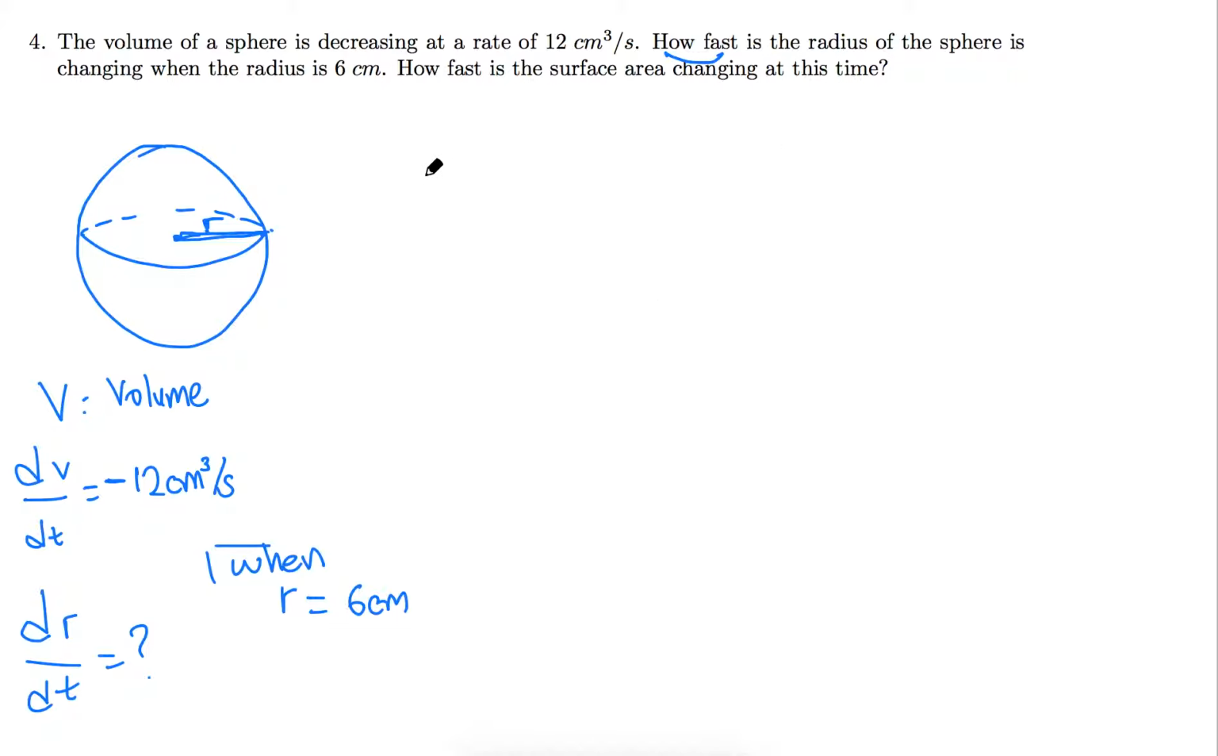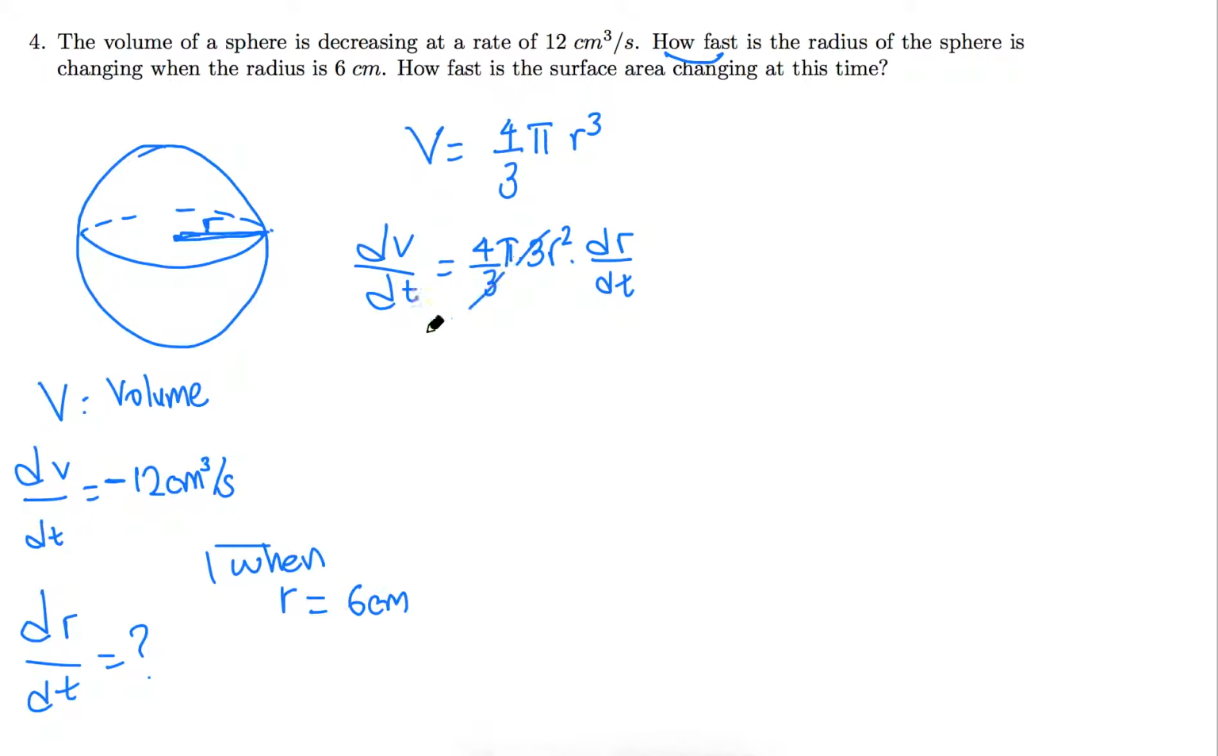But let's go ahead and write the volume formula for a sphere. That is V equals 4 over 3 pi r cubed. And we need the derivatives, so let's find the derivatives. dV over dt equals the derivative of the right hand side, which is 4 over 3 pi times 3r squared times dr over dt. And I can cancel the 3's here.